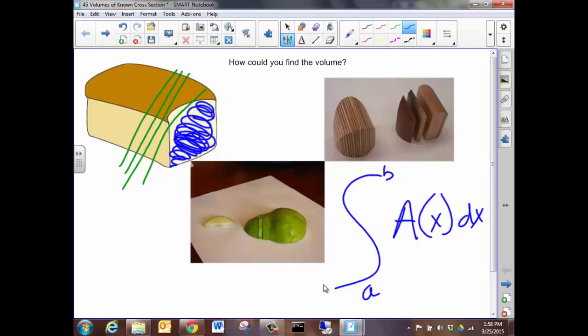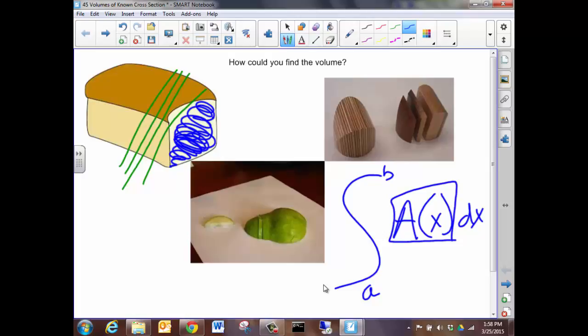If the shape is a square, what's the area going to be? Side times side. What if the shape is a right triangle? These two sides are the same length, so it's S times S divided by 2. If it's a semicircle, it'll be different. If it's an equilateral triangle, it'll be different. But as long as we can get some sort of formula here, that's what we're going to do.